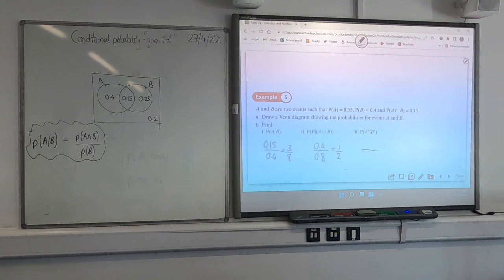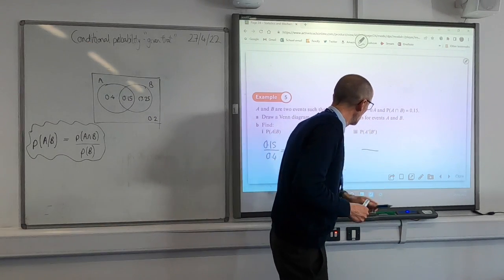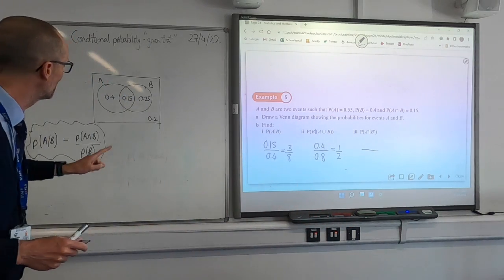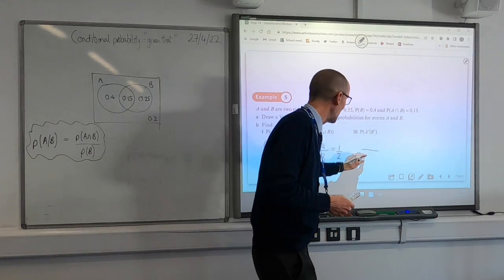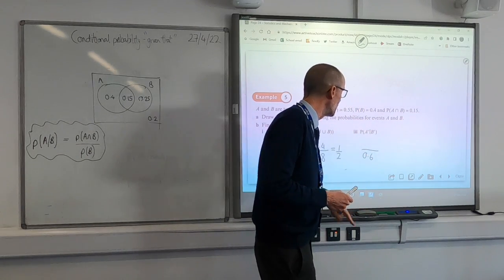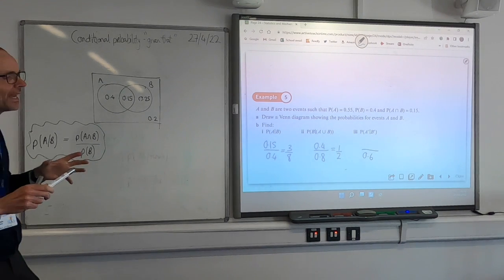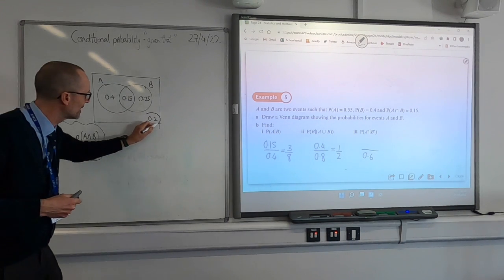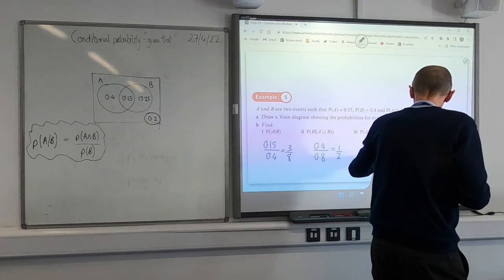So what they're basically saying there is, if A or B happens, what's the probability that actually it's B that's happened? Well, B is half of the overall probability, so that's a half. And here, what's the probability that B hasn't happened? Well, that's 0.6. Of that, which bit is also A not happening? Now again, it's not the probability of A not happening, it's the probability of A not happening intersection with B not happening. So it's just this bit here. So that's 0.2 out of 0.6, which is equivalent.